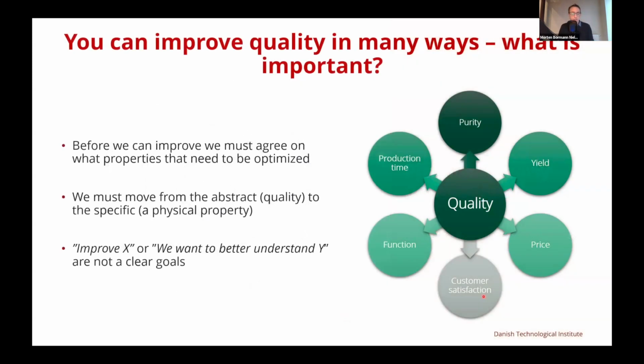And quality is something we want to improve, but there's no machine in this universe that can measure quality, because quality is just an abstract idea. What we can measure are various physical properties of our system or our product. And just saying that we want to improve the yield of a chemical process is not a clear goal, or we want to understand how our process is affected by the various factors is also not a clear goal.